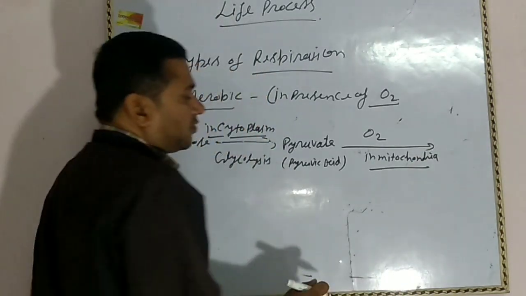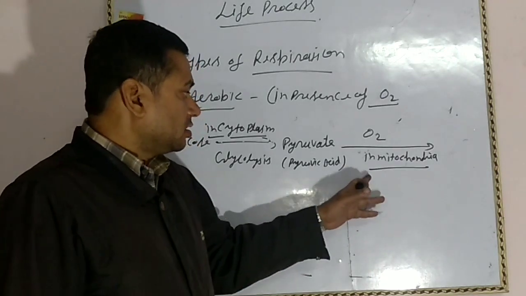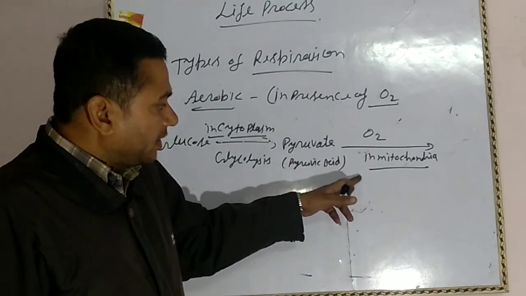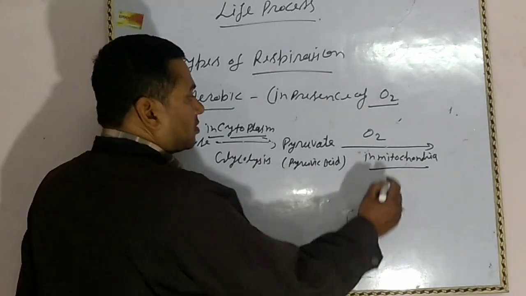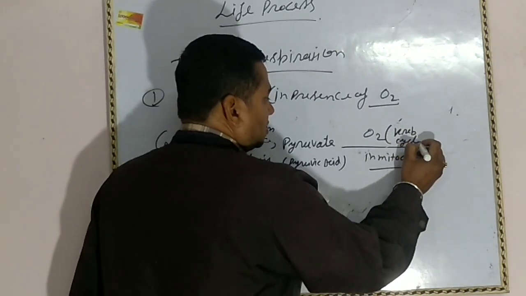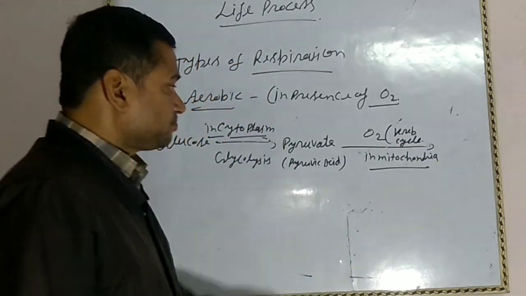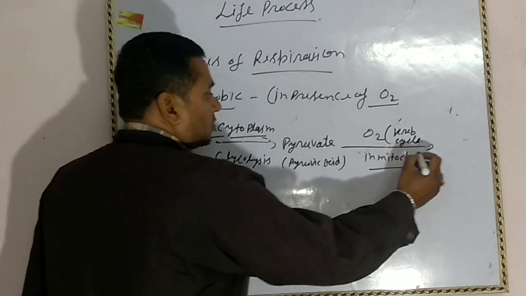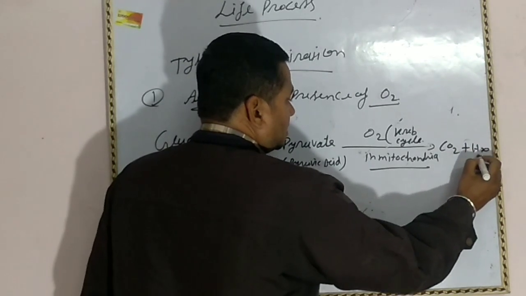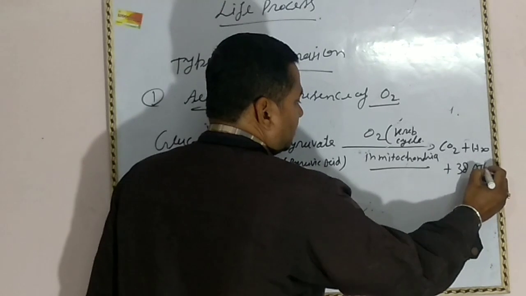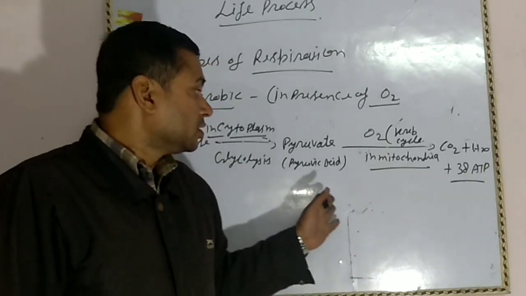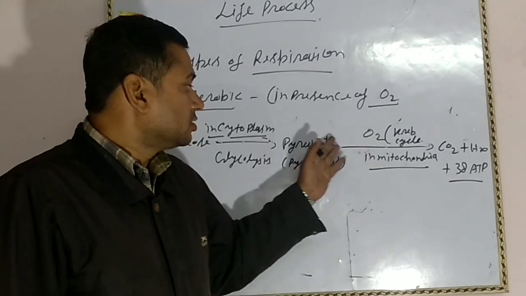in mitochondria, this is one of the cell organelles present in the cell. So in the presence of O2, pyruvic acid enters inside the mitochondria. There is one very famous process known as the Krebs cycle. What is this? Krebs cycle happens in mitochondria, and in this process pyruvic acid produces CO2, water, and releases 38 ATP. The number of ATP decides the amount of energy which is produced during respiration.